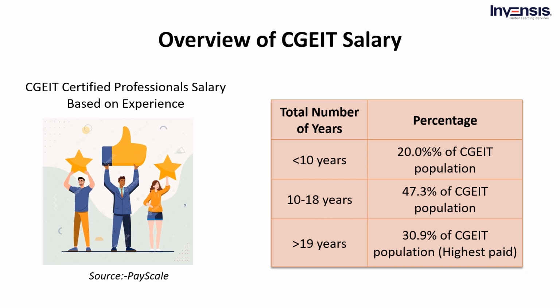Now let's have a look at CGEIT certified professionals' salary based on their experience. The below table shows the work experience broken down by number of years. According to PayScale, professionals with less than 10 years of experience in CGEIT make up 20.0% of the CGEIT population. Professionals with 10 to 18 years of experience make up 47.3% of the CGEIT population. Finally, professionals with more than 19 years of experience make up 30.9% of the CGEIT population, and are the highest paid. Now wondering how much the CGEIT certification is going to cost? Know all cost-related aspects here.